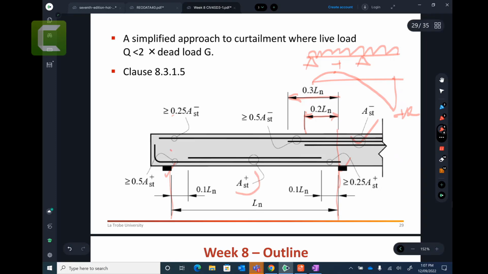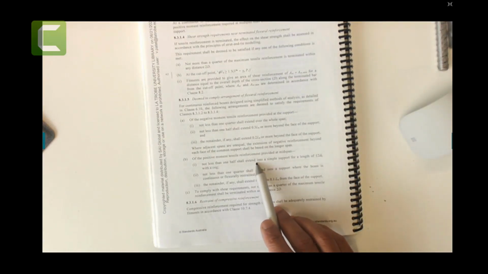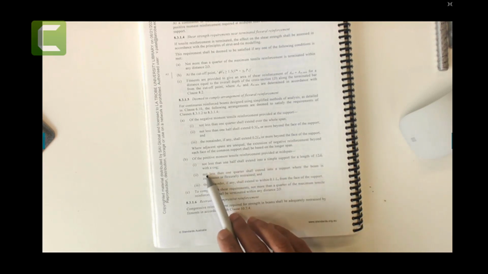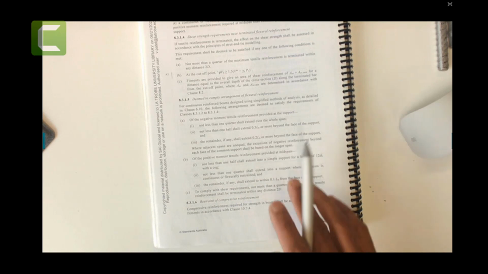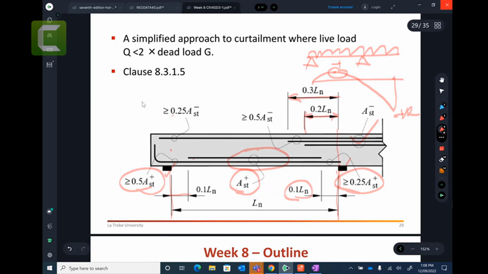In the middle, you need to provide the full AST, because we have very high moments. Now, from the face of the support to 0.1 ln, you need to provide at least 0.25 AST. And similarly here, at 0.1 ln, you need to provide 50% of AST. Again, all these details are written here. For positive bending moment, not less than 1/2 extending into this one, 12 db cog, not less than 1/4, and this is all written in this one. So I hope you understand the curtailments as well.